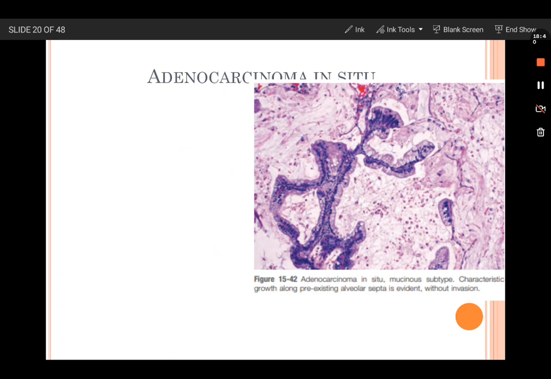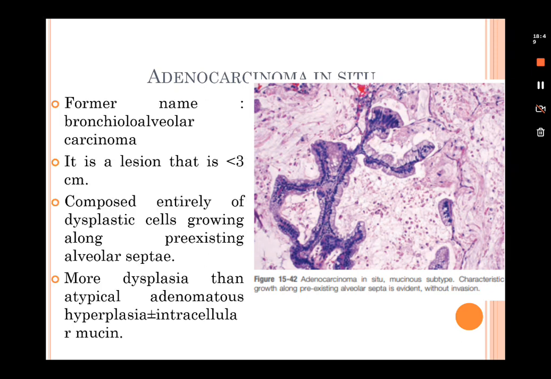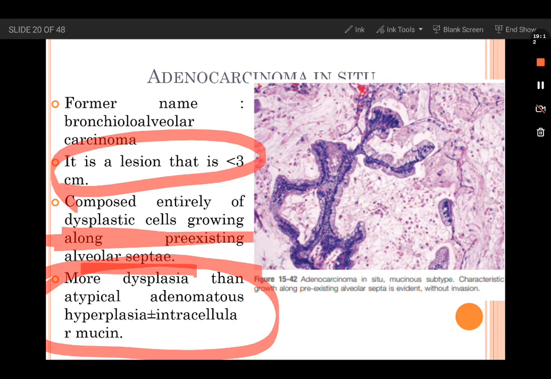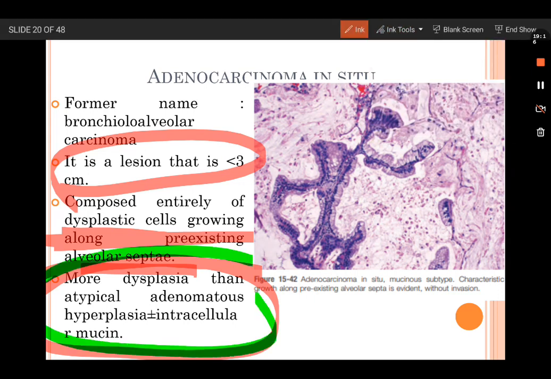Now coming to adenocarcinoma in situ. It can be mucinous or non-mucinous. It grows on the pre-existing septa. The former name was bronchoalveolar carcinoma. Again, it is less than 3 centimeters, composed of dysplastic cells growing on the septae. Though the hyperplasia also had dysplastic cells growing along the wall only, here the dysplasia is more. So the difference from that one is that here the dysplasia is greater than in the atypical lesion, and mucin can be present. If mucin is present, it's the mucinous subtype. If it is not present, it is the non-mucinous subtype.